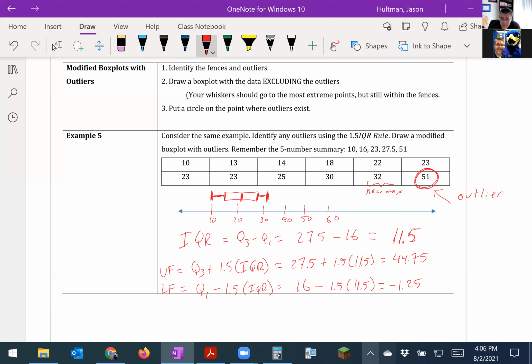But we still need to put in our outlier. Where was our outlier? Our outlier was at 51, so we're going to do a little star there at 51, and it tells me, look, you have an outlier. Sometimes it's a star, sometimes they do an open circle. However you want to do it.